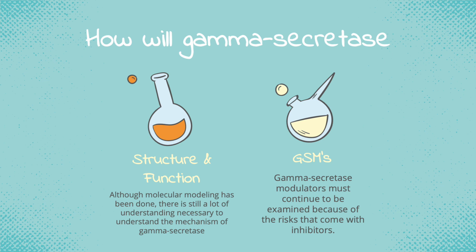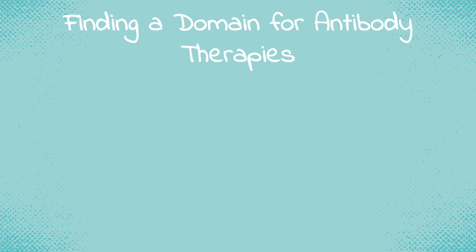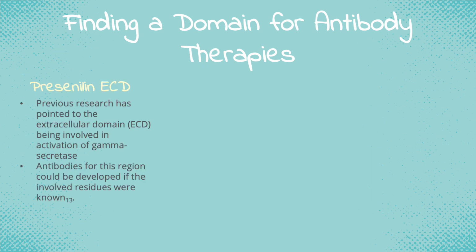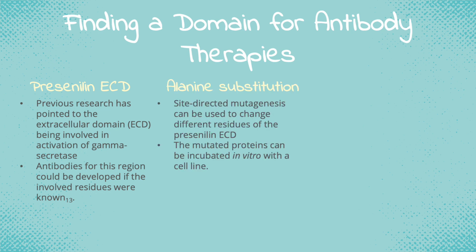So for future directions, I think it's important to really get a good hold of the structure and function of gamma-secretase so that different gamma-secretase inhibitors or modulators can continue to be examined to understand how they can make treatments. And one way of finding treatment is by looking at the presenilin extracellular domain. So previous research has shown that the extracellular domain of the catalytic component might be involved in activating gamma-secretase. So antibodies can be made for this region to help lower gamma-secretase activity.